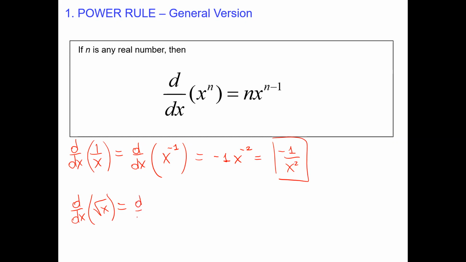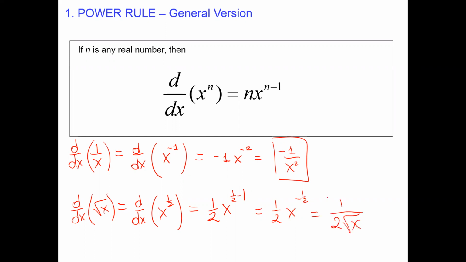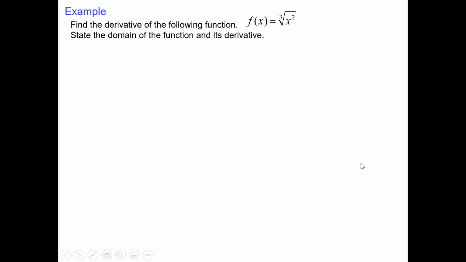Also, we may have, for instance, a root function. I can also rewrite this in the power form, x to the power of 1/2, and use the above formula. 1/2 will be placed in front, and we subtract 1. We get 1/2 x to the power of negative half, and negative half means the square root of x in the denominator. We will always try to rewrite the expression without a negative exponent.